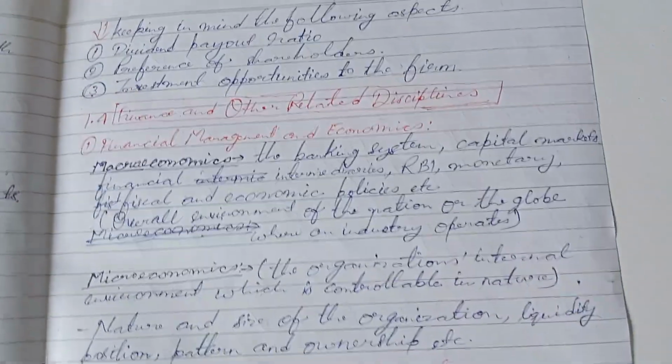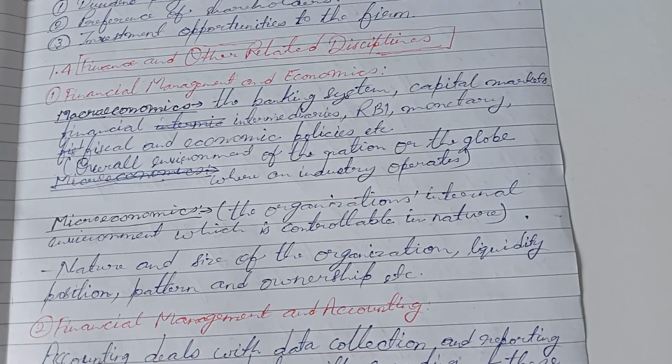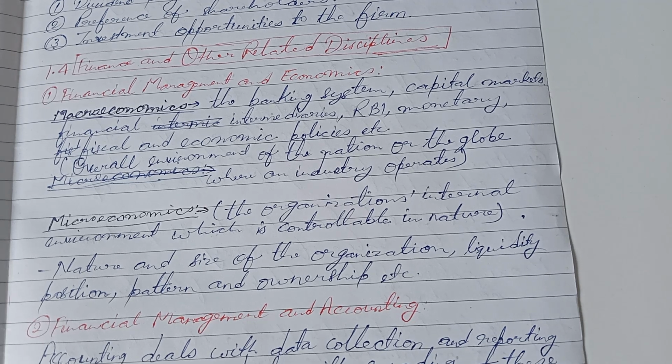In the previous session I discussed up to the financial management functions, just like investment decisions, financing decisions and dividend decisions. Now the next point, as you can see on your screen, is finance and other related disciplines, meaning how finance is related to other disciplines. So that's what we are going to discuss today. Okay, let's start.